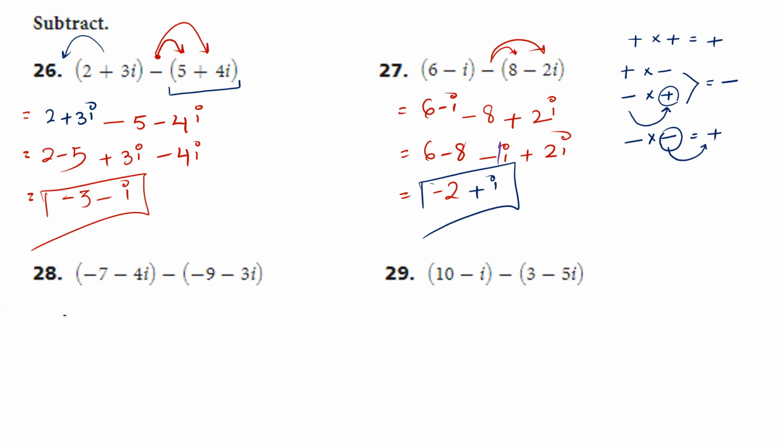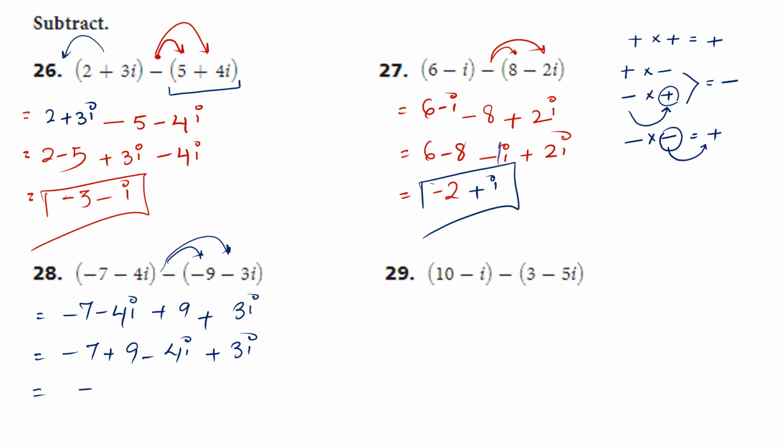Open the bracket. Minus 7 minus 4i minus minus plus 9 and minus minus plus 3i. Write the real parts together and imaginary parts together. So minus 7 plus 9 plus 2, and minus 4i plus 3i gives us minus i. Check your calculation. Now open the bracket. Last question about the subtraction.